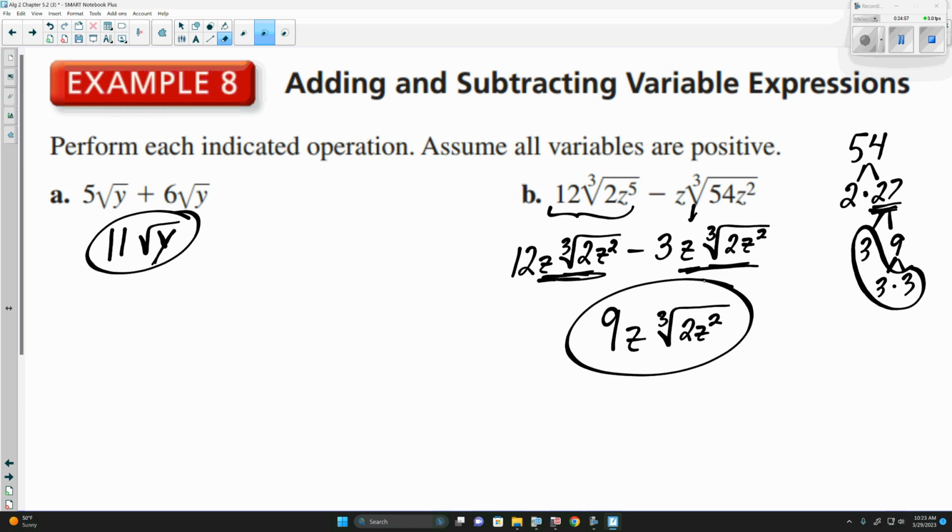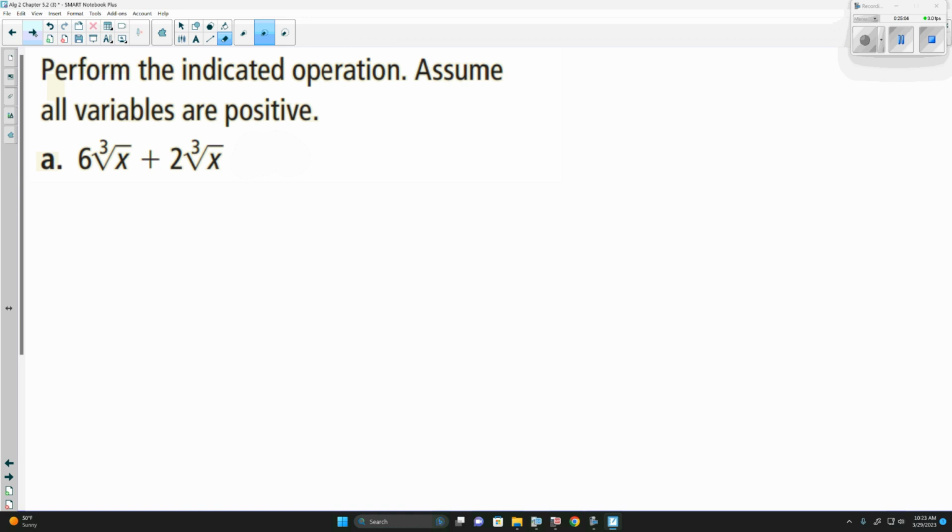Questions on this here? Questions on any of this here? Let's look at this one here. 6 cubed roots of x plus 2 cubed roots of x would be? 4... roots of x. Oh. Because since the cubed roots of x are the same in both, we can add the numbers in front, and we're done. Questions on this here?